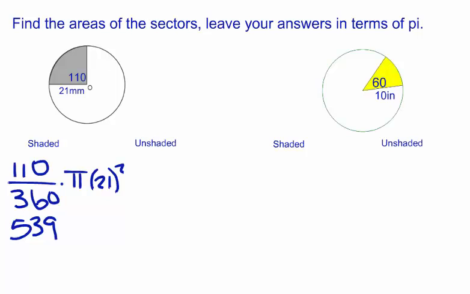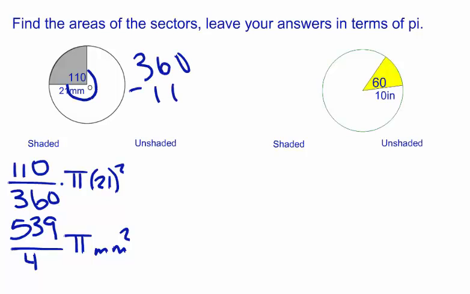So go ahead and try to simplify and find the area of the shaded region first. And if you've done so correctly, you should have 539 over 4 pi, and that is millimeters squared. Now the unshaded, you're going to have to find the other arc.